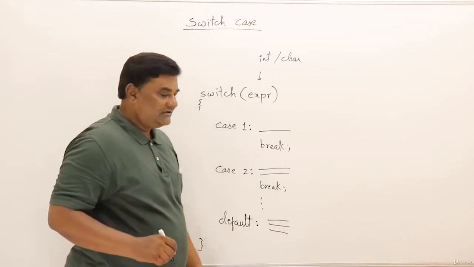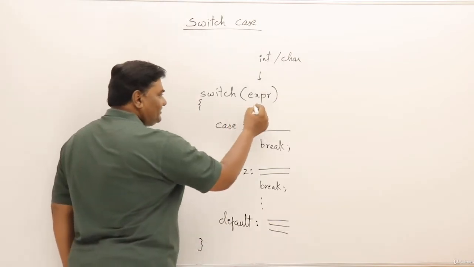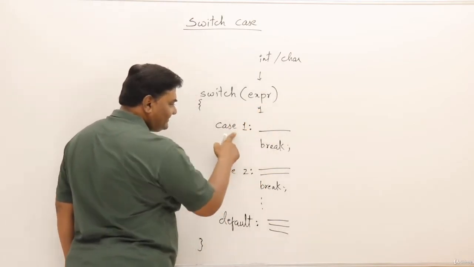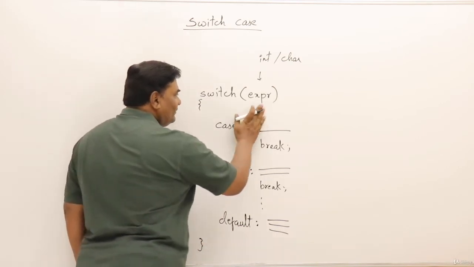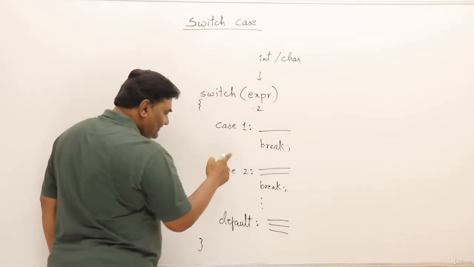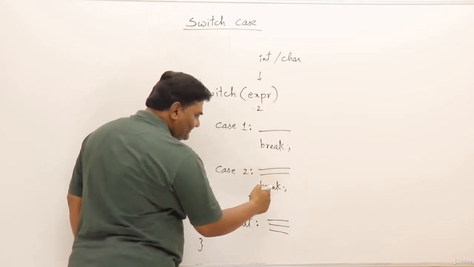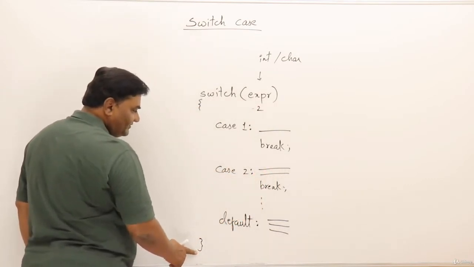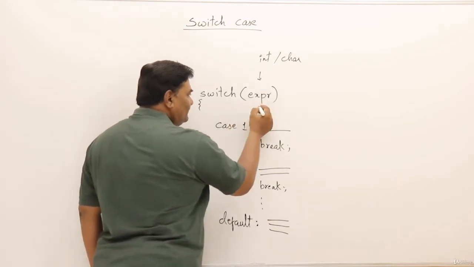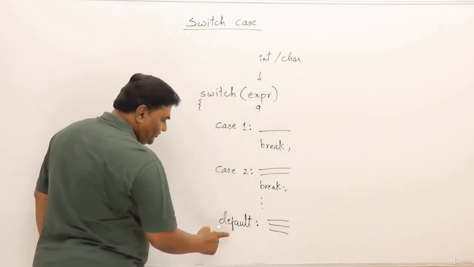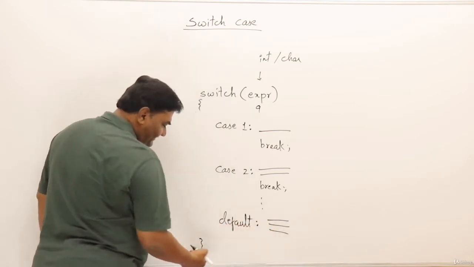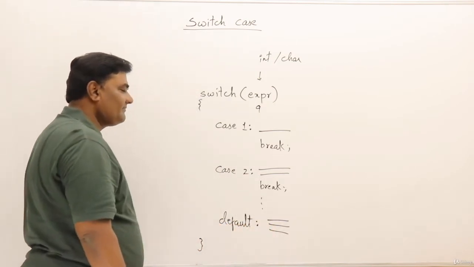Let us see how it works. If the value of this expression is 1, then this case is executed, and break, it will come out here. If the value of this expression is 2, then it will directly jump to case 2 and execute this statement and break and come out here. If you mention the value as 9 or 3 or any other number apart from 1 and 2, it will jump on to default, and at the end there is nothing, so it will come out of the switch.